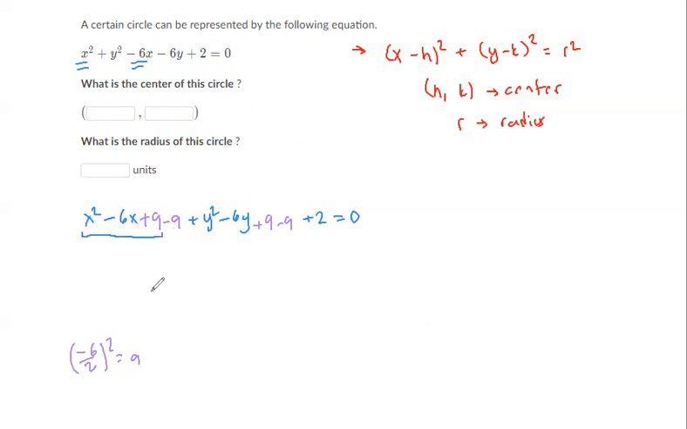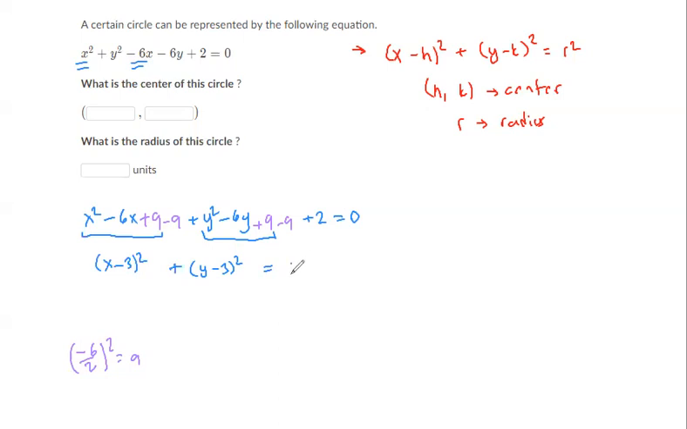If you take a look at these three terms, this is going to be a perfect square, which will be (x minus 3) to the second power, because this is minus, and half of this was minus 3, which is my second term. And then these three terms are going to be (y minus 3) to the second power. Okay, and I have minus 9, minus 9, and plus 2. So maybe I can combine those. That's minus 18 plus 2, which is minus 16.